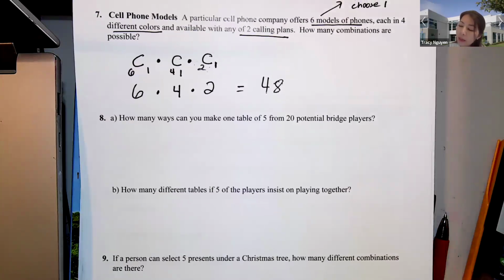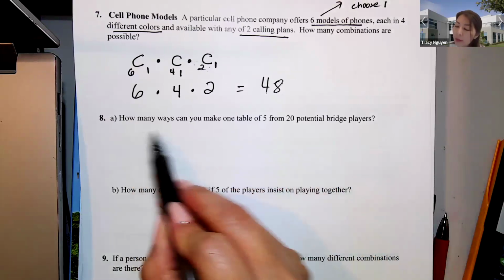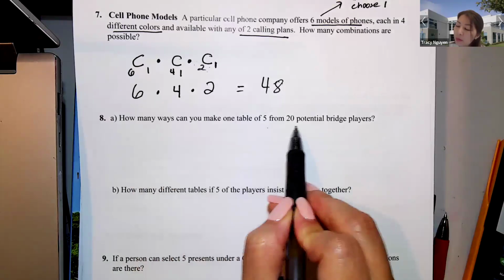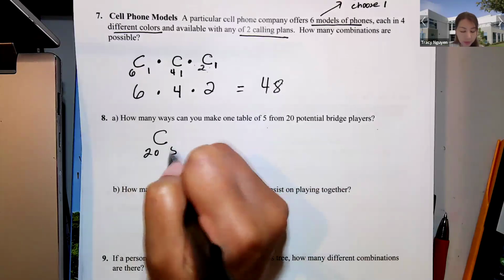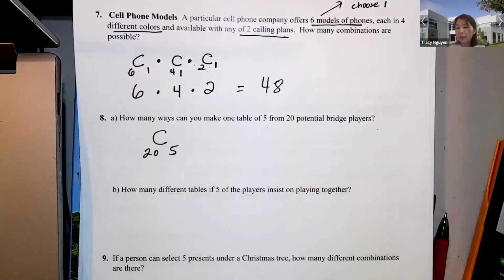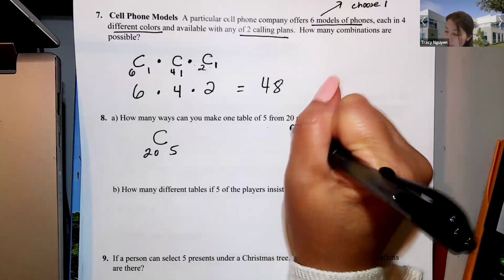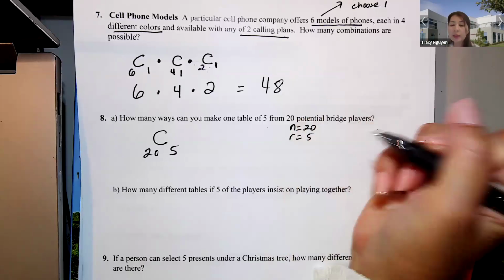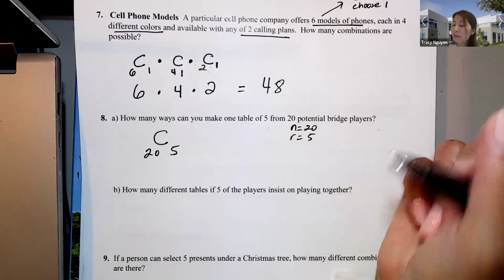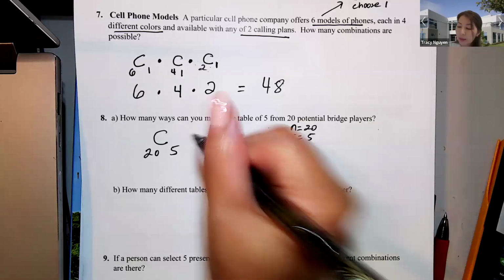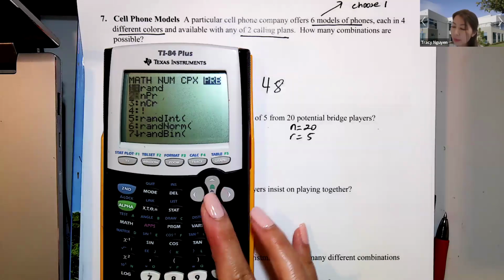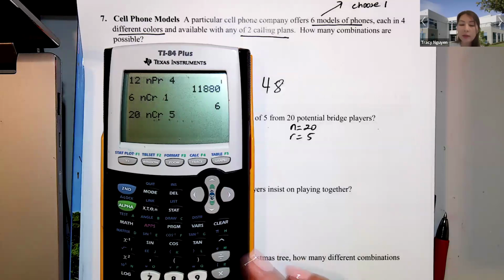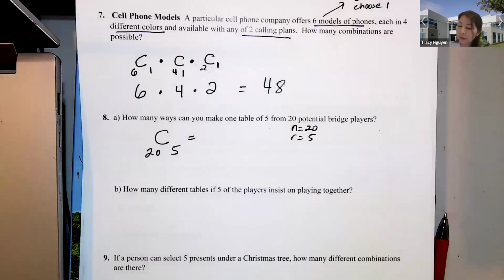All right, so what we have here, how many ways can you make one table of 5 from 20 potential bridge players? Then you're just choosing 5 out of the group of 20. So that's pretty straightforward. That n equals 20 and r equals 5. The order doesn't matter. You just choose 5 out of the group of 20. And if you work it out, we have 20 math PRB, and we go down to combination, 20 choose 5, we have 15,504.